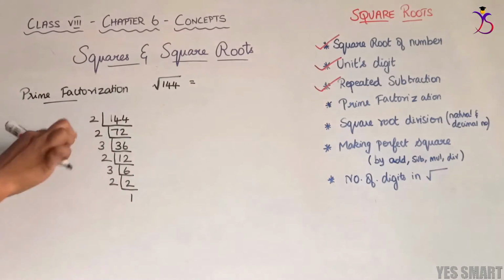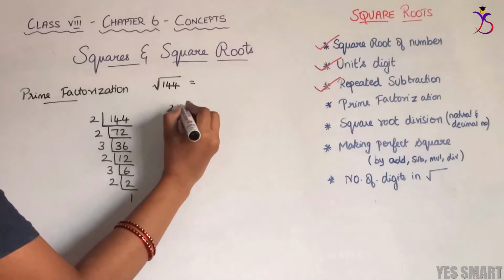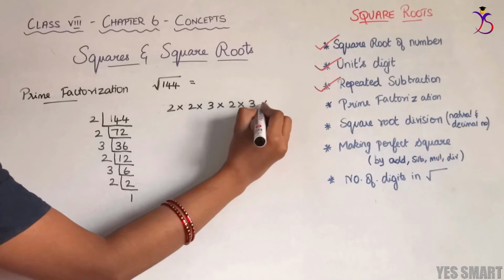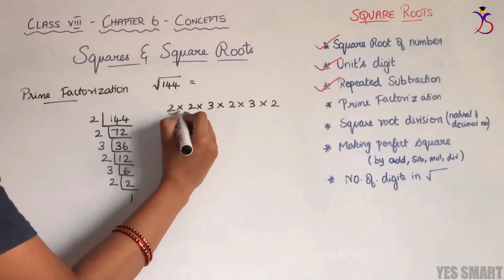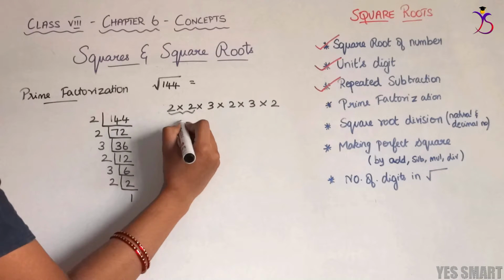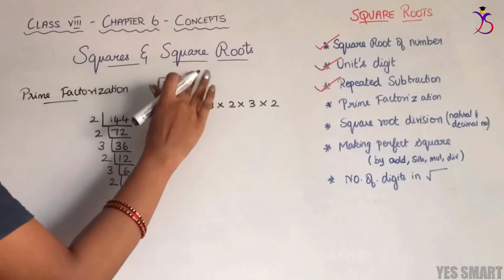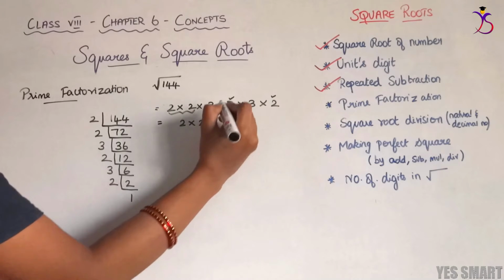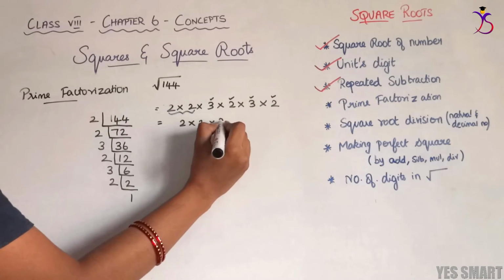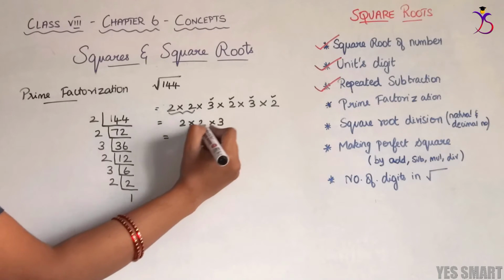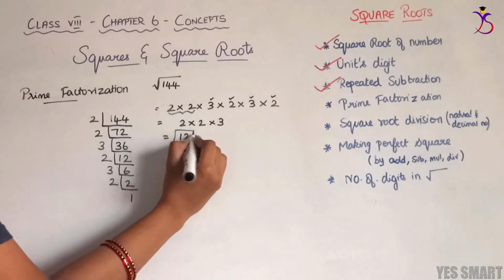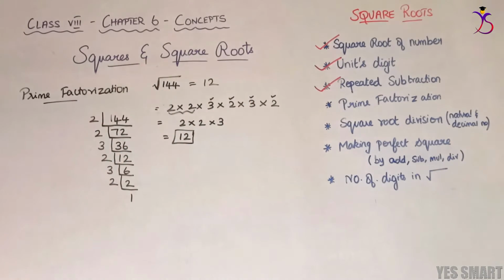Now let's write all the factors together, which is 2 into 2 into 3 into 2 into 3 into 2. Now we have to write one number for a pair. That is, for two same numbers, we will replace it with one number. So for these two 2s, I am writing one 2. And for this 2 and this 2, I am just writing one more 2. And for this 3 and this 3, I am just writing 3. 2 2s are 4, 4 3s are 12. Therefore, the answer is 12. We already knew that 12 squared is 144. Therefore, the square root of 144 is 12.